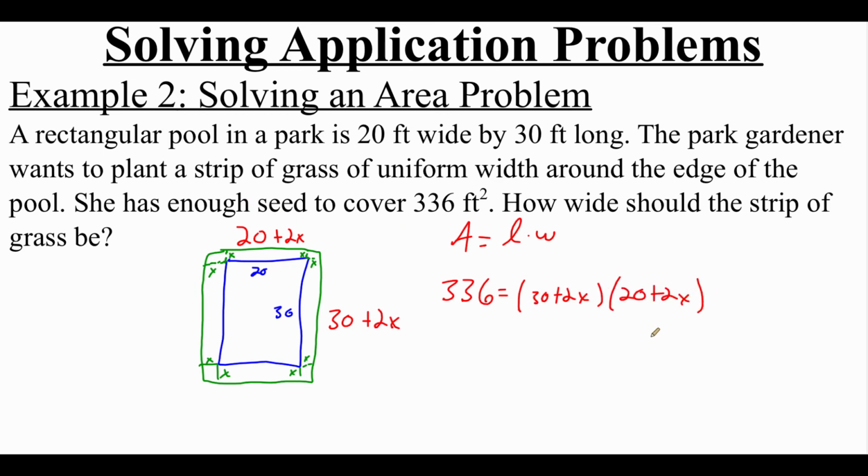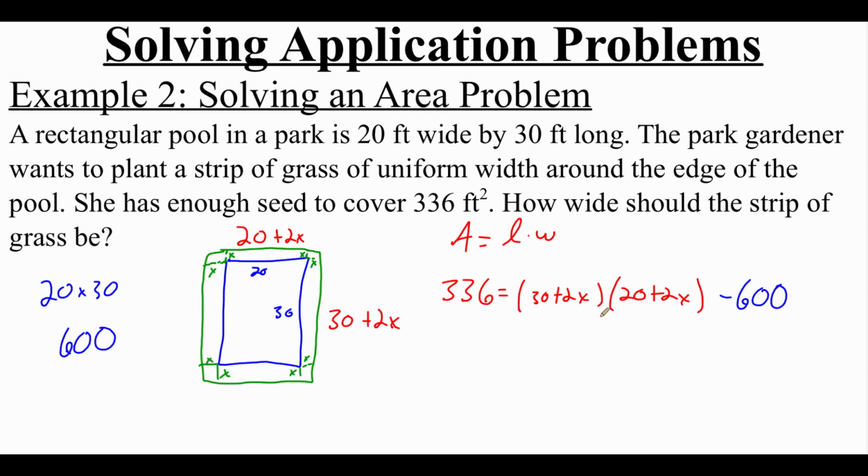But we have to hold on for just a second because there's one thing that we haven't accounted for yet. We're only seeding the area around the outside of our pool. We're not seeding the actual pool itself. So right now we're finding the area of this entire large rectangle, but we're going to have to subtract off the area of the pool. So if I take the length times the width, if I take 20 times 30, then that pool has an area of 600 square feet. So whatever we get in here, I need to subtract off the 600 square feet from the pool.